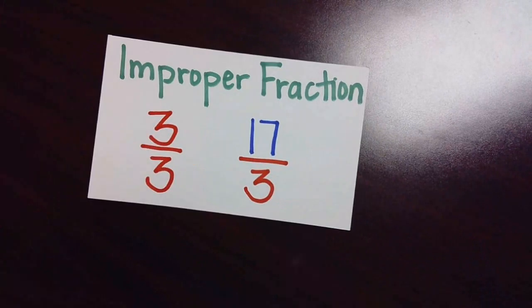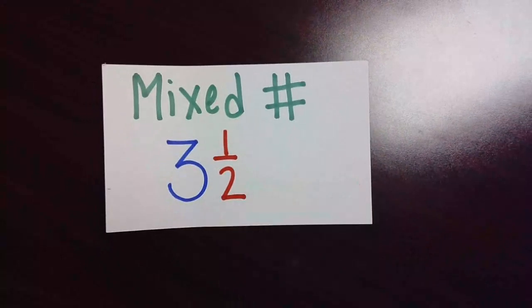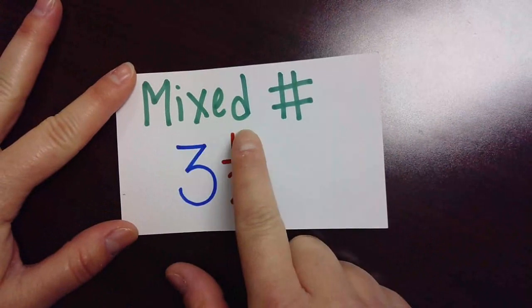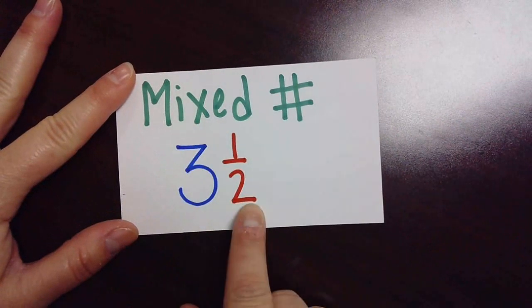Those are improper fractions. Your next word this week is mixed numbers. This is when a whole number is mixed with a fraction. So it's mixed like this. Okay, so keep that in mind.